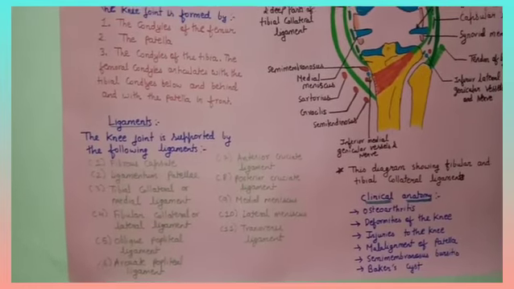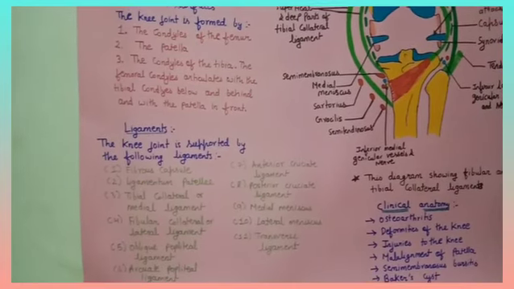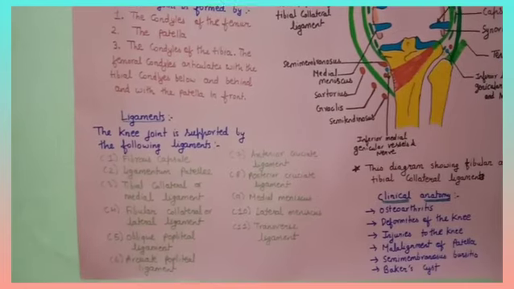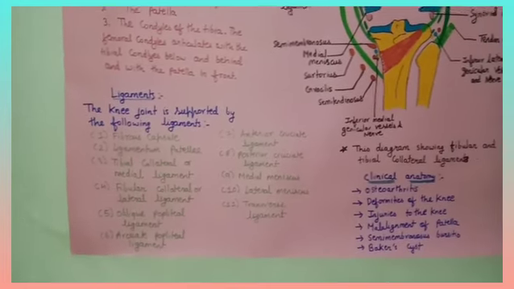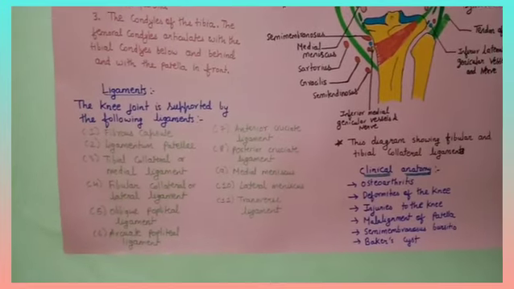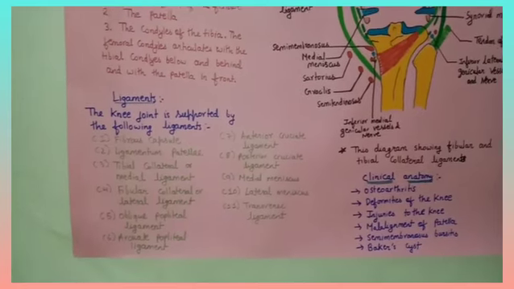Now sixth is arcuate popliteal ligament. It is a posterior expansion from the short lateral ligament. It expands backward from the head of the fibula, arches over the tendon of popliteus and is attached to the posterior border of intercondylar area of tibia.